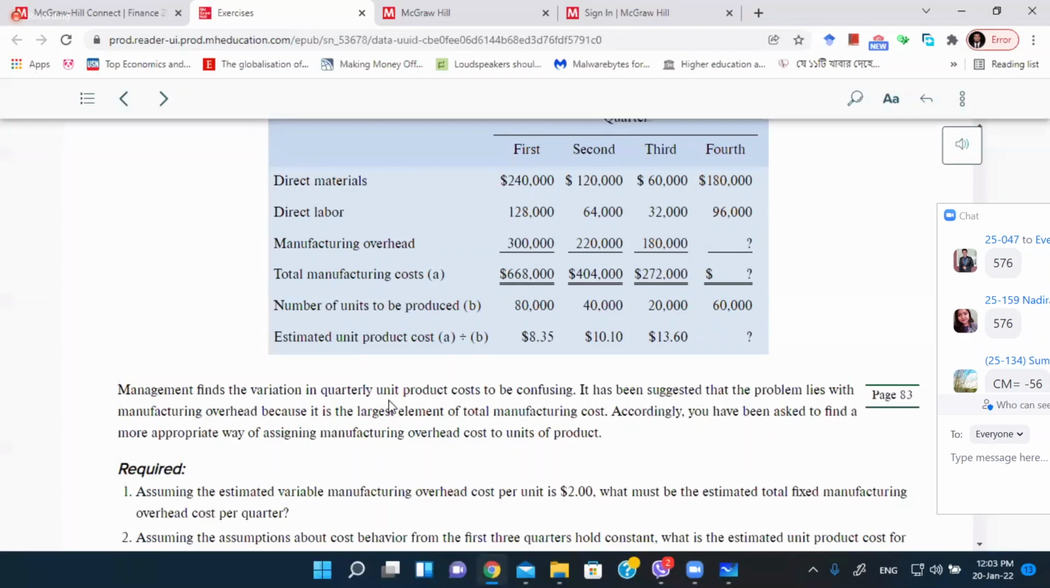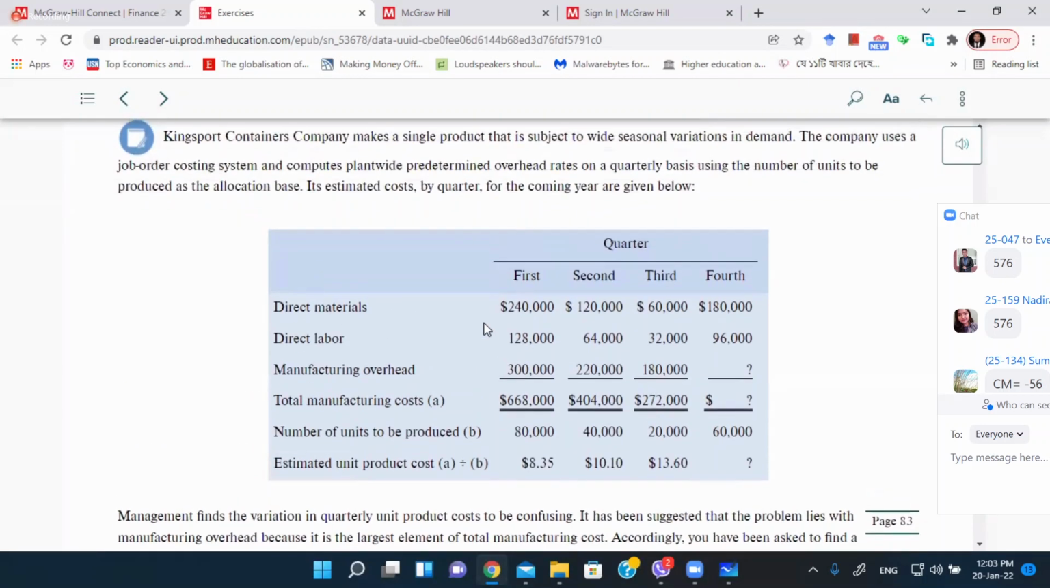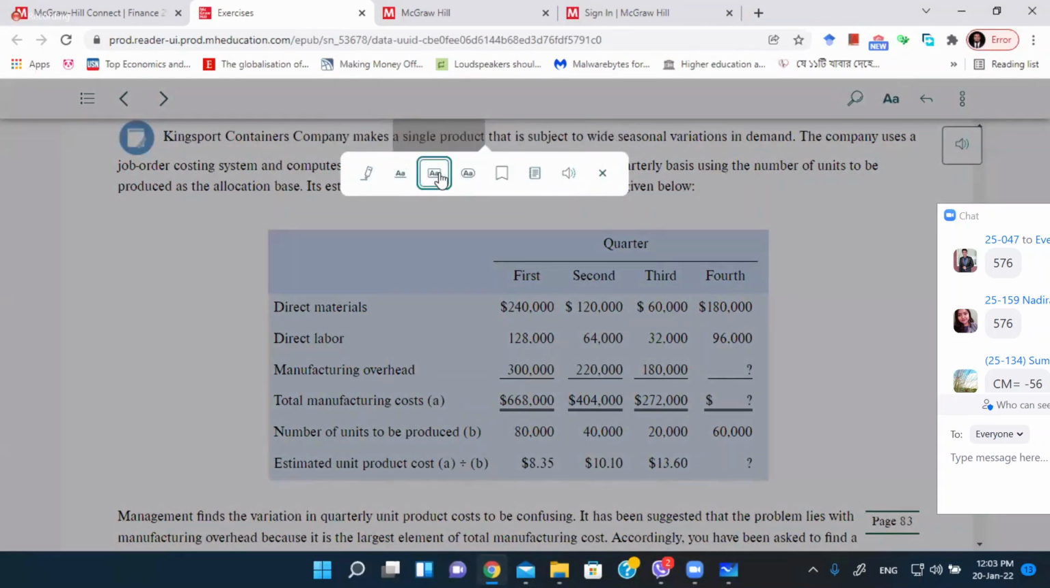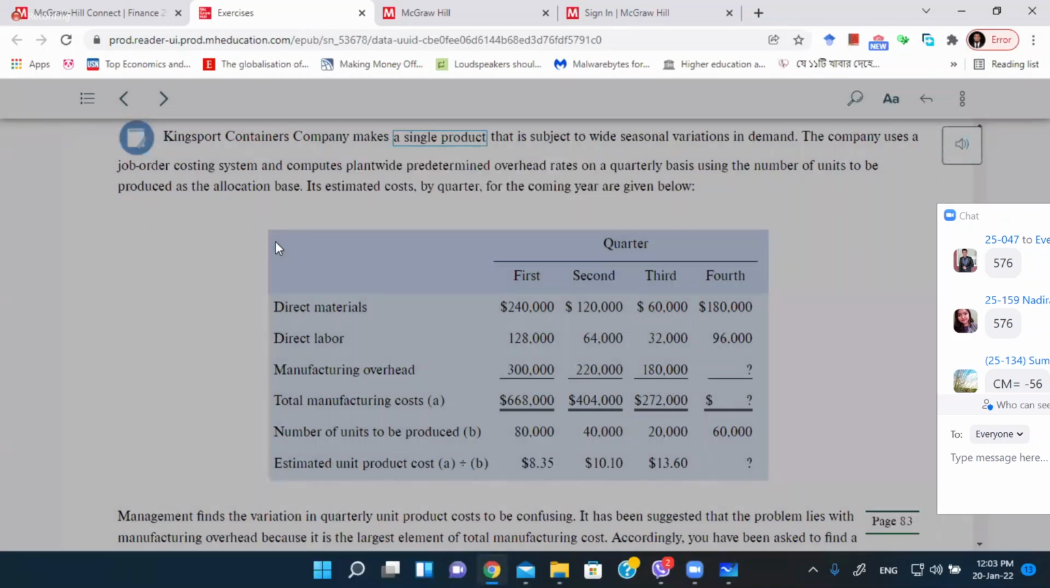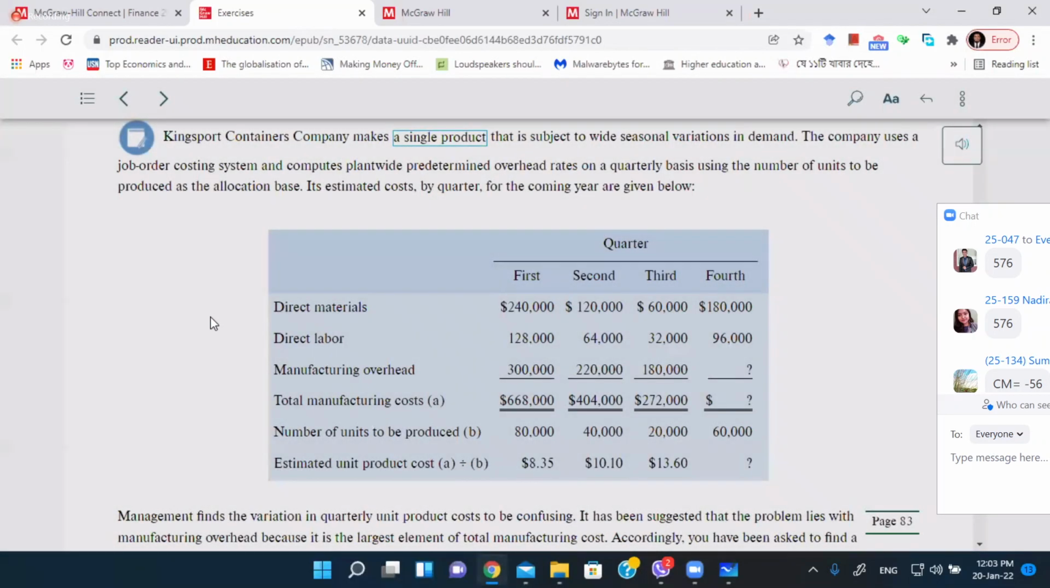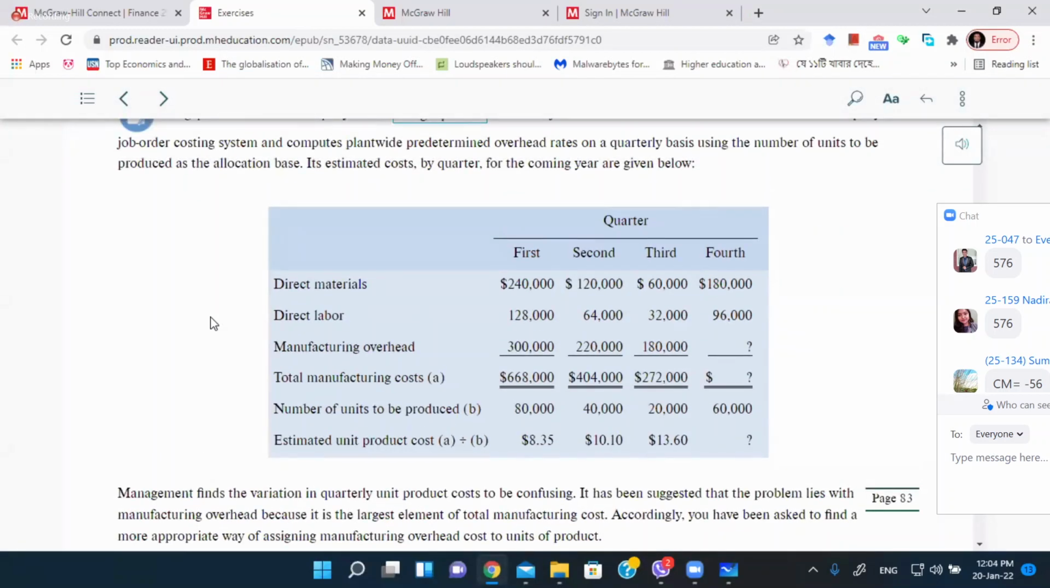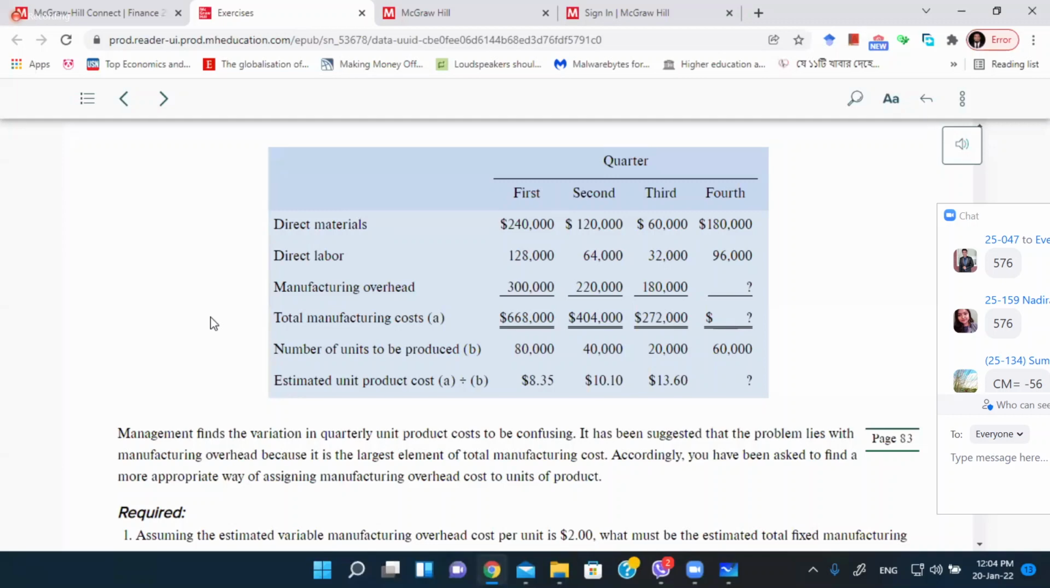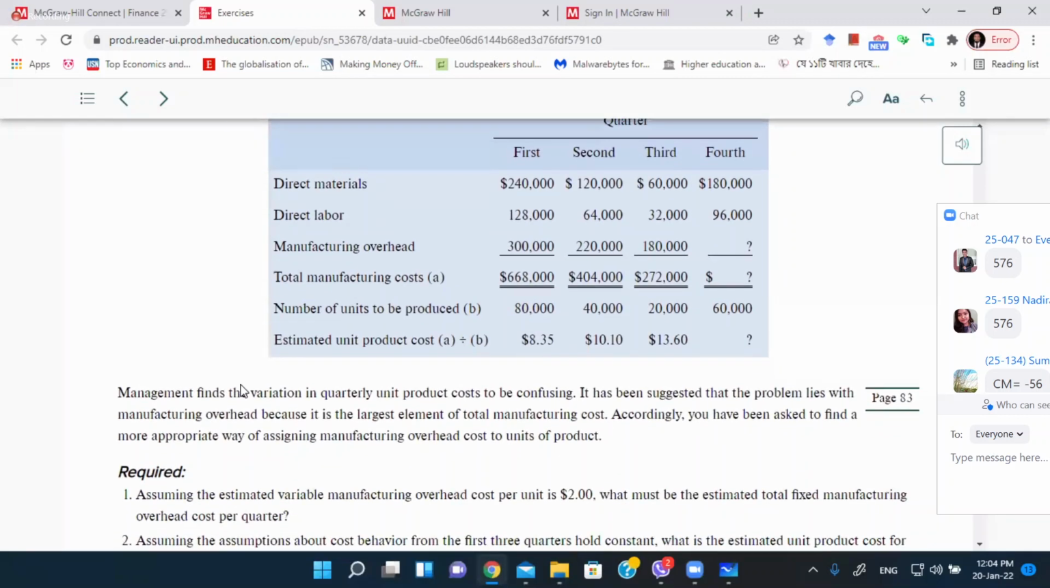Management finds the variation in quarterly unit product cost to be confusing. Estimated unit product cost. Remember, it is the same product, a single product, and this is the issue we would like to highlight. A single product should not be produced at a varying cost in different quarters. It should be produced at a very similar cost, right? It is an expectation, but if it does not go this way, it is confusing.